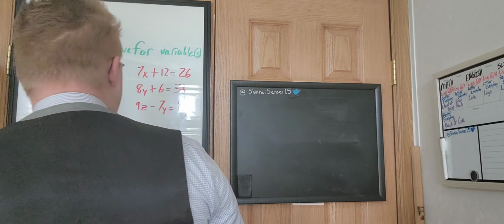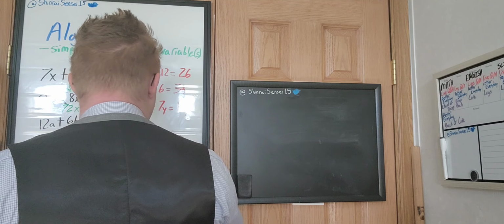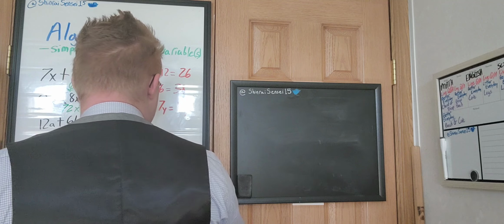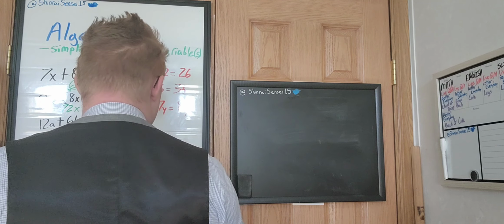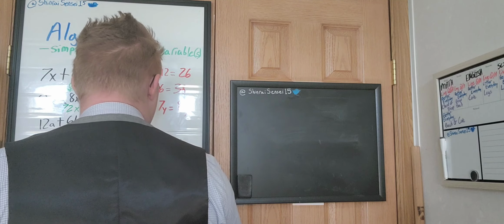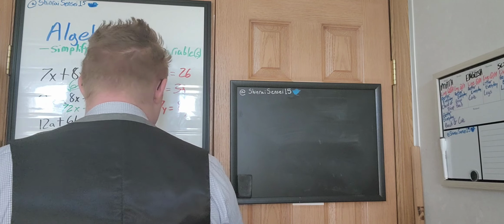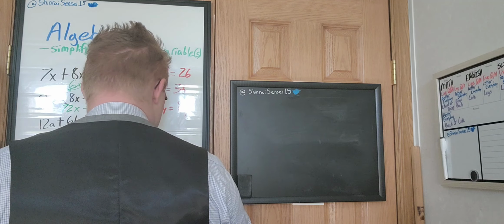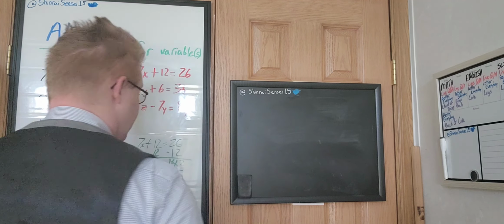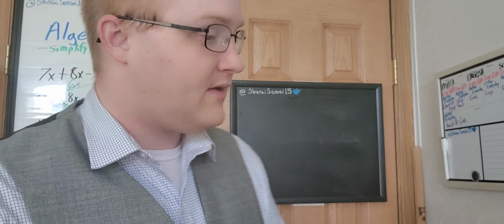Now, 7x plus 12 is equal to 26. Well, you subtract 12 from each side, and that leaves us with 7x is equal to 14, and you divide each side by 7, and now x is equal to 2, right?